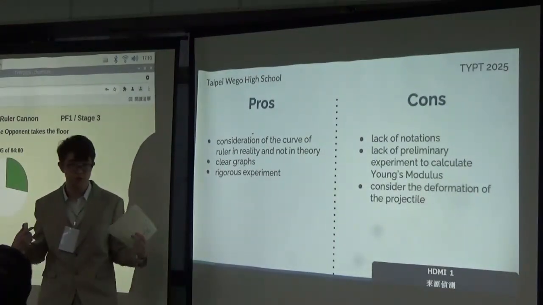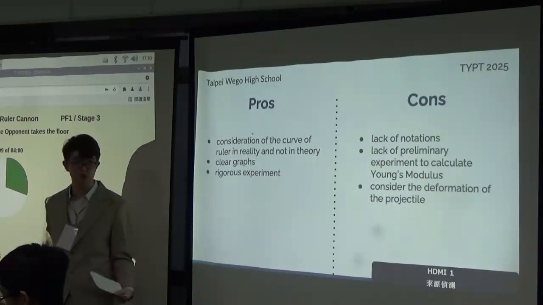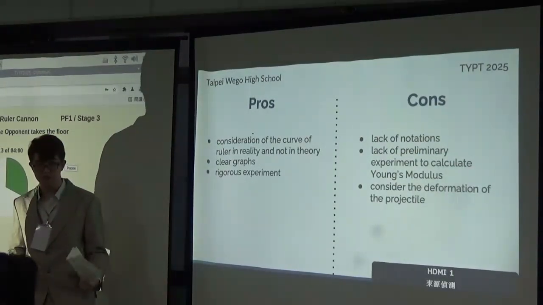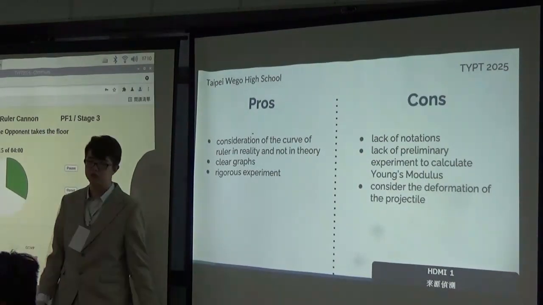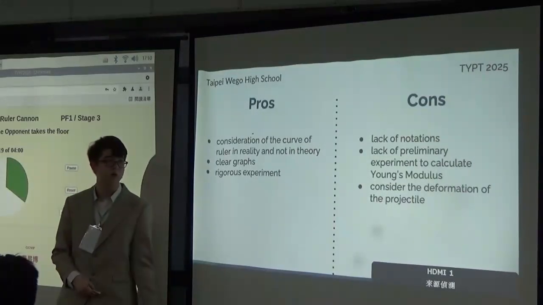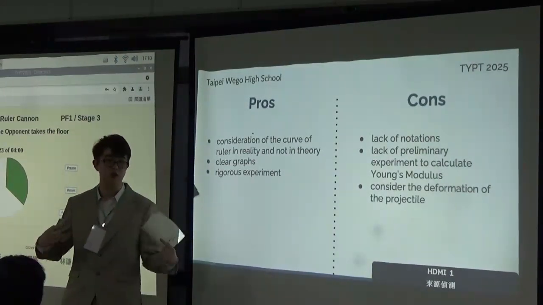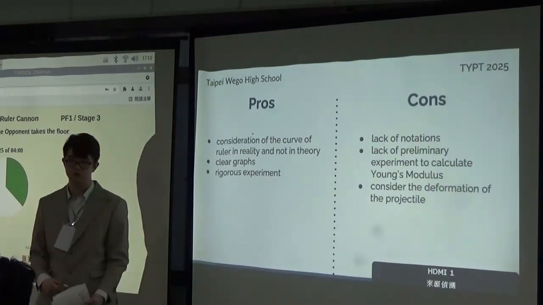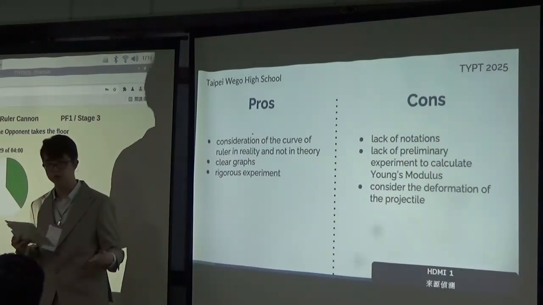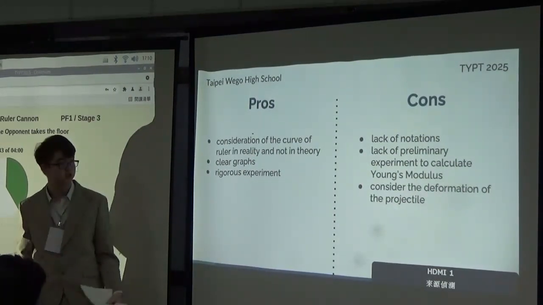As for the pros and cons, the reporter has a really profound consideration on the curve of theory and reality and experience, and also has really clear graphs and rigorous experiments. However, the reporter lacks clarification and notations, and also a lack of preliminary experiment to calculate the Young's modulus, and they should also consider the permanent deformation of the ruler.